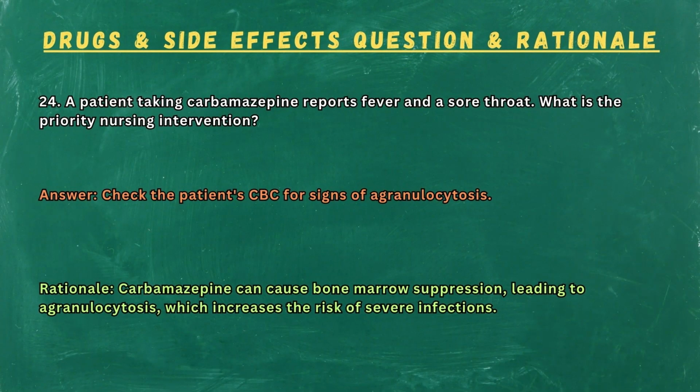24. A patient taking carbamazepine reports fever and a sore throat. What is the priority nursing intervention? Answer: check the patient's CBC for signs of agranulocytosis. Rationale: carbamazepine can cause bone marrow suppression, leading to agranulocytosis, which increases the risk of severe infections.